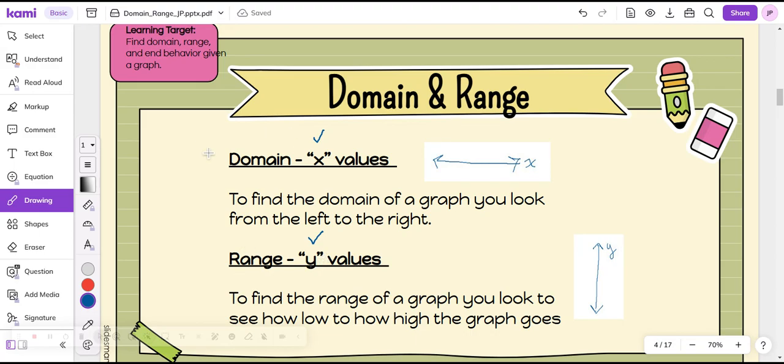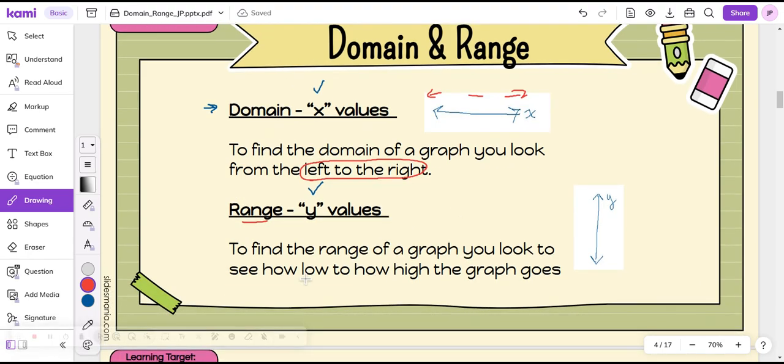When we're looking for the domain of a graph, we're always going to be looking from the left to the right. So we're going to be looking from the left of the graph to the right of the graph. And when we're trying to find the range of a graph, we're going to be looking for how low the graph goes to how high the graph goes, just like the y-axis. So we're going to be looking at how low to how high. Again, on the domain, just like the x-axis, we're going to be looking from left to right. And then on the range, we're going to be looking for how low to how high the graph goes.